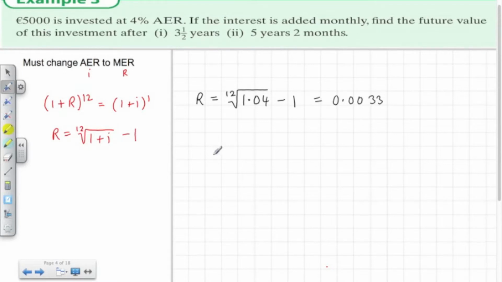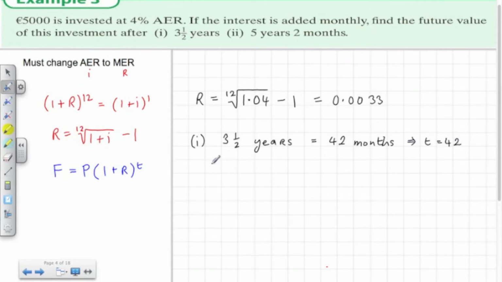Now in the question what we're asked to get is the future value. So the formula for this is that F, the future value, is equal to the present value multiplied by 1 plus the rate of interest, to the power of t, the number of times the rate of interest is applied. So in part 1, we're looking at 3.5 years. We want to change this to months. 3.5 multiplied by 12 is 42 months. So t in this question is 42.